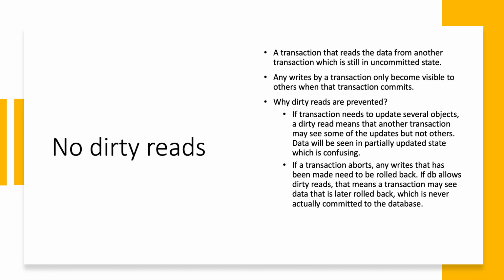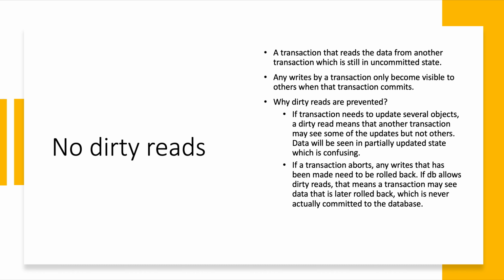So dirty reads mean that if a transaction is able to see the data from another transaction which is still in uncommitted state, then that is called a dirty read. So transactions running at the read committed isolation level prevent dirty reads. This means that any writes by a transaction only become visible to others when the transaction commits.